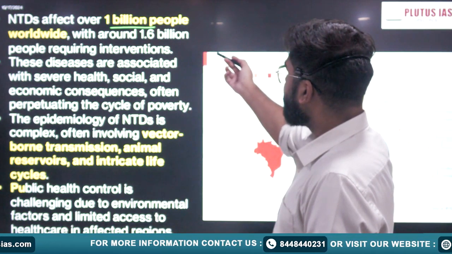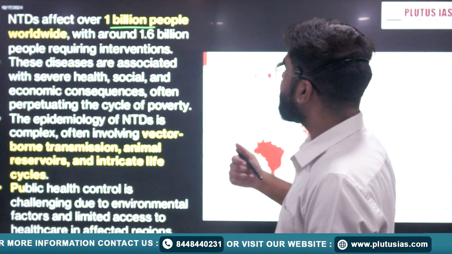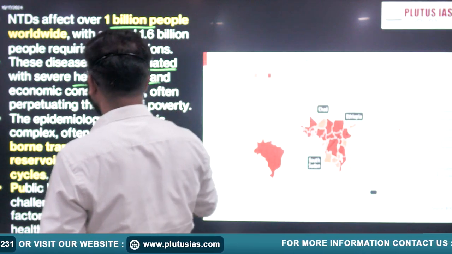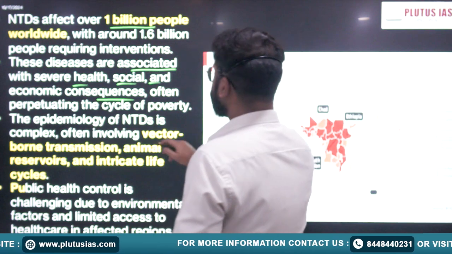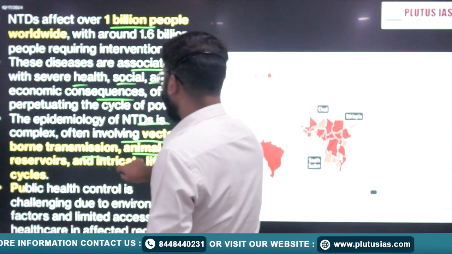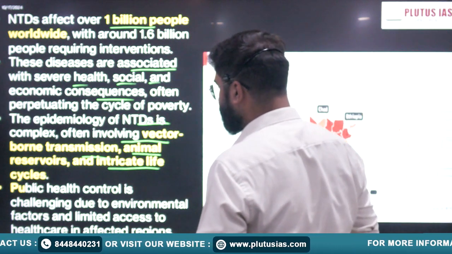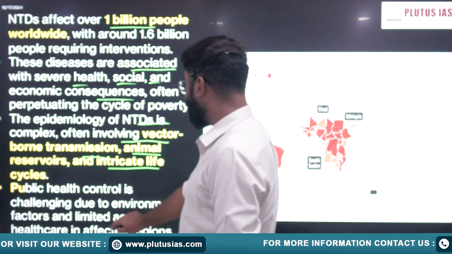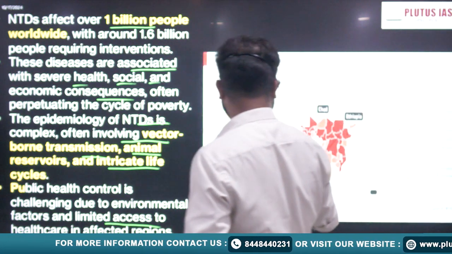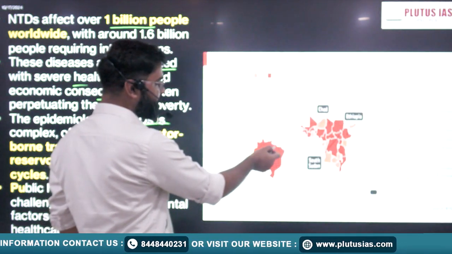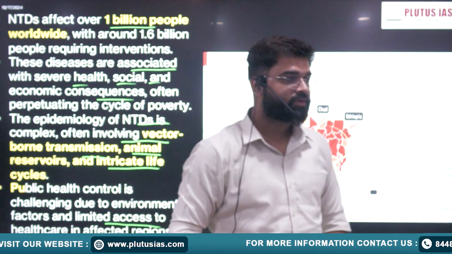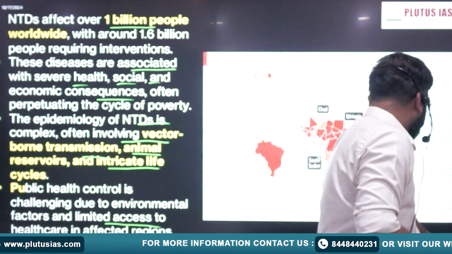Okay, around 1.66 billion people requiring intervention. These diseases are associated with severe health, social and economic consequences, often perpetuating the cycle of poverty. The epidemiology of NTDs is often complex, involving vector-borne transmission, animal reservoirs and intricate life cycles. Public health control is challenging due to environmental factors and limited access to health care in the affected region. Which one is the affected region? Dekh lo. Tropical, most of the countries are South American, African and Asian countries. Okay, basically underdeveloped or developing countries.